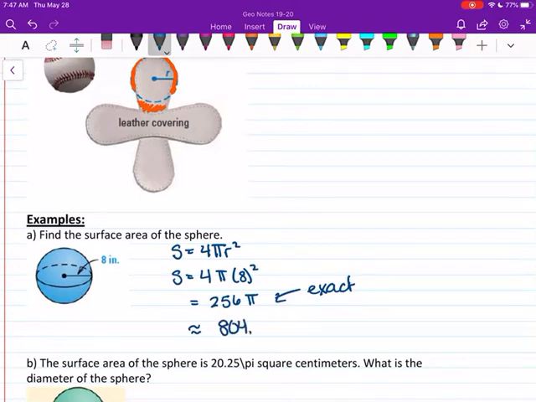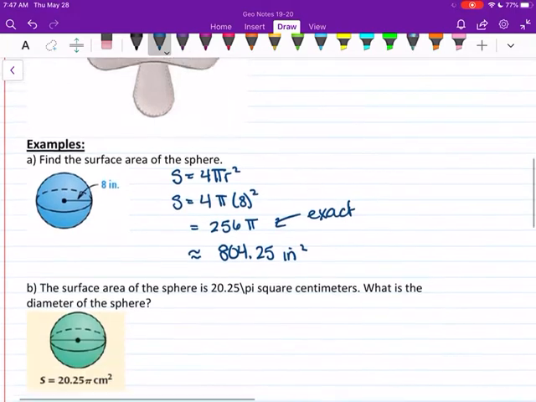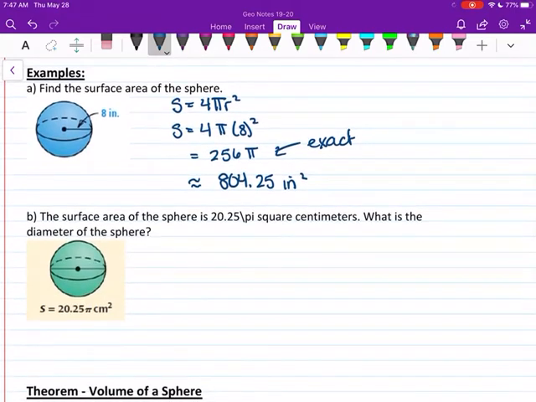We get 804.25, and my units here are square inches. Okay, our next example. So go ahead, pause, try the next one on your own, and then press play.